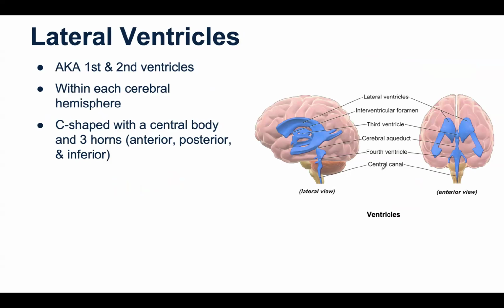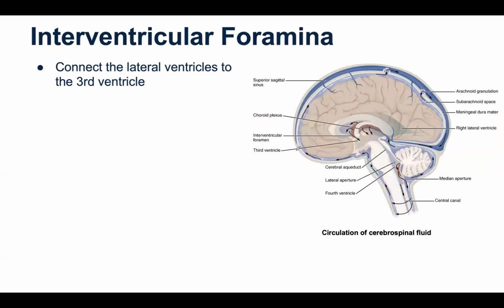There are 4 ventricles that are connected. The most superiorly located, as well as the largest, are the paired lateral ventricles. And these could be called the first and the second ventricles, but they never are. Don't go around saying first and second ventricles. You'll always hear them referred to as the right and the left lateral ventricles. These are in the cerebral hemispheres, so they're spaces right within the cerebrum, and they have a distinct C shape. So you have anterior, as well as posterior and inferior horns associated with the lateral ventricles.